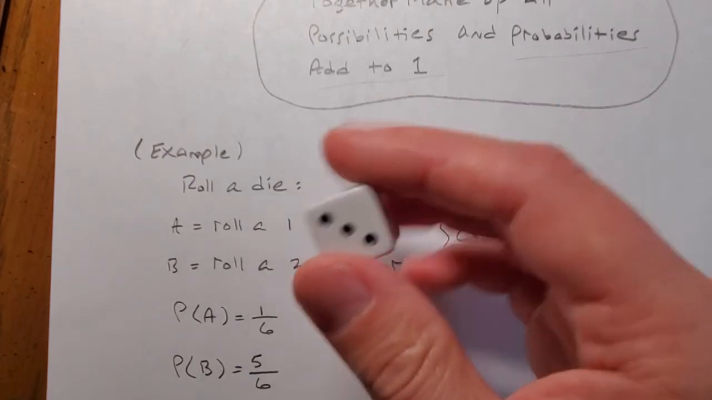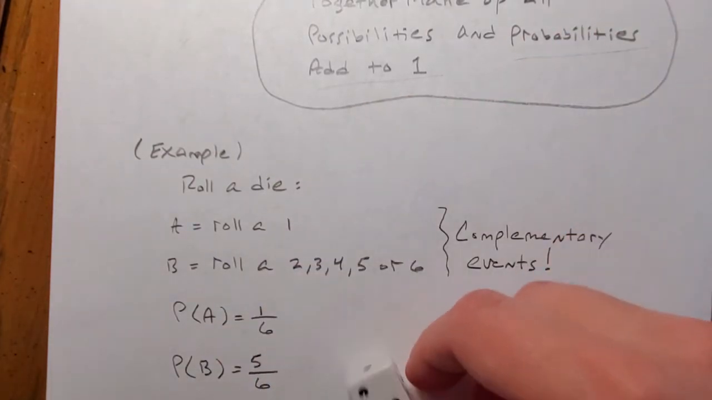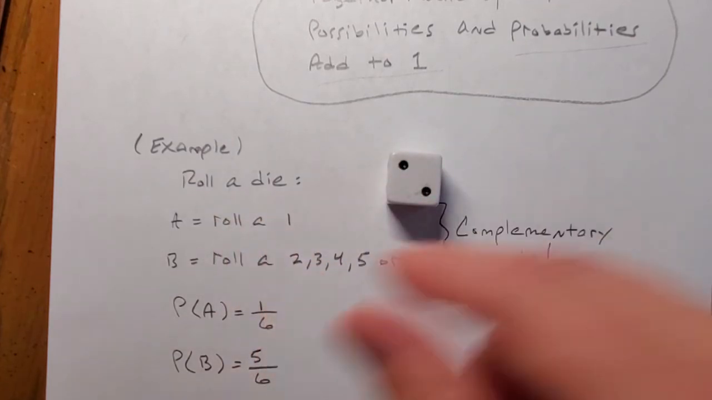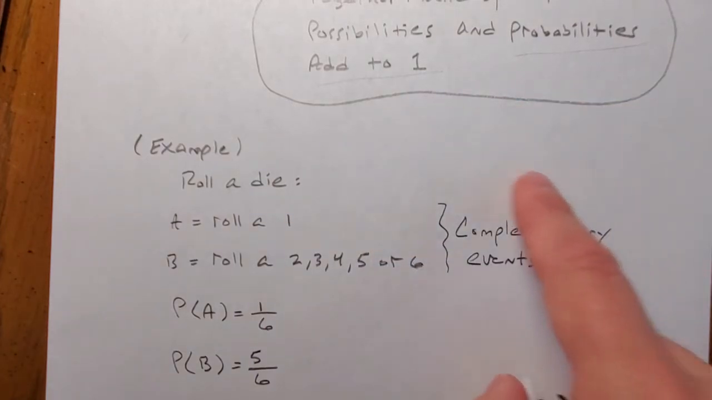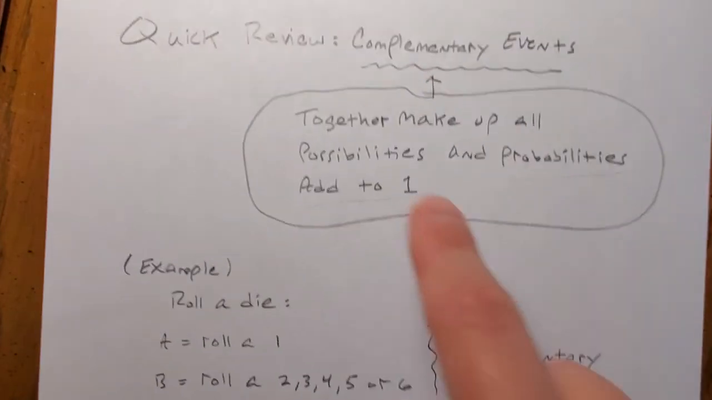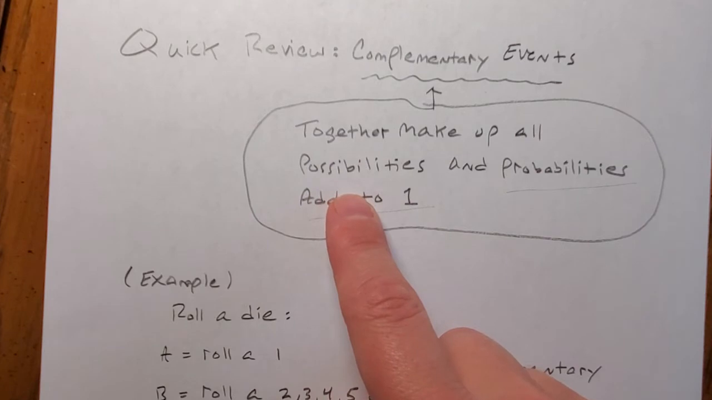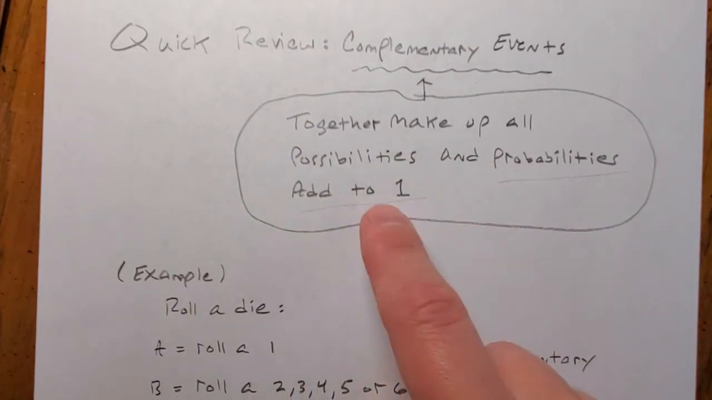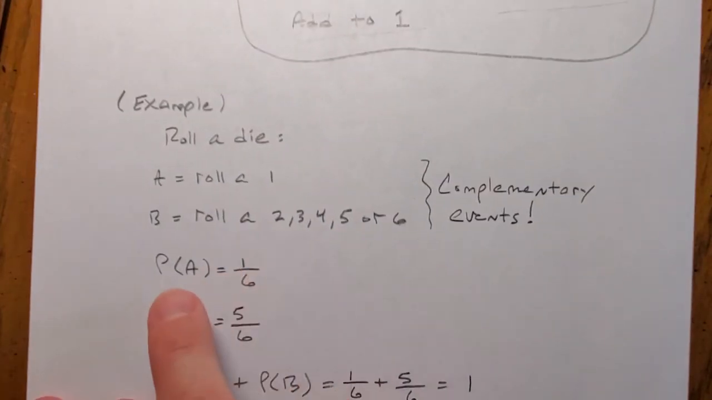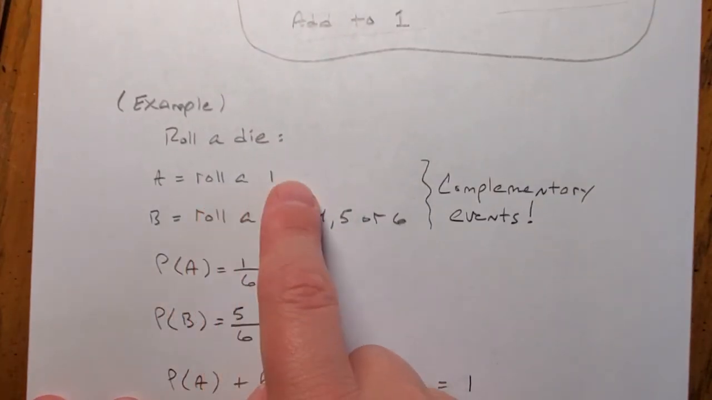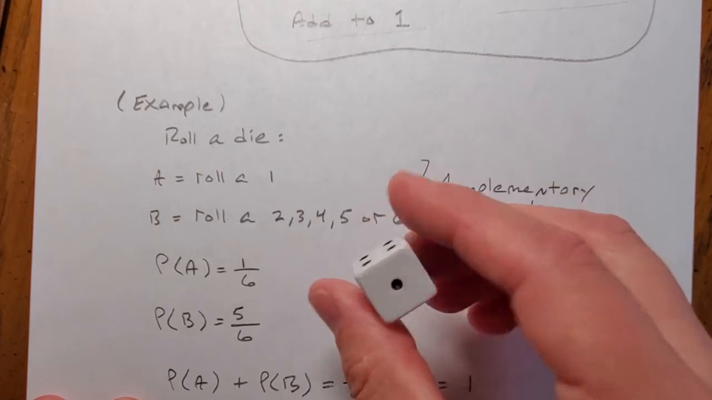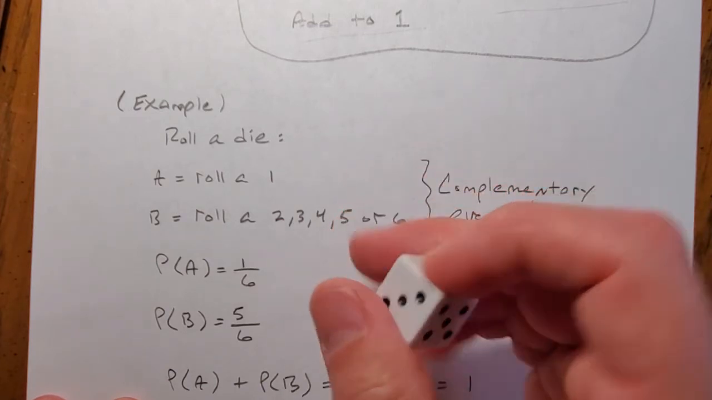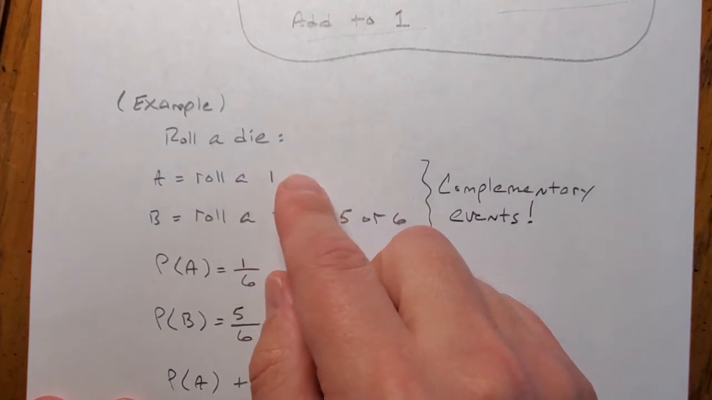Assuming that the die doesn't fall off the table and get lost. Yeah, you roll a die, one of these events has to happen. So between the two of them, that's everything. So they are complementary events. So that's what complementary events are. What about the second claim, that the probabilities of complementary events have to add to 1? Let's try that out. So what's the odds of rolling a 1? Well, there's only one 1 on the die, and there's 6 numbers total. You have a 1 out of 6 chance of rolling a 1.